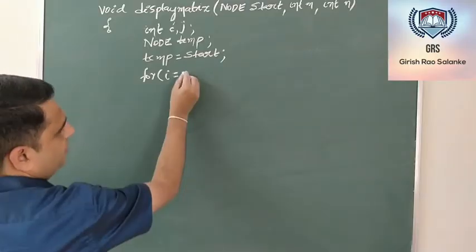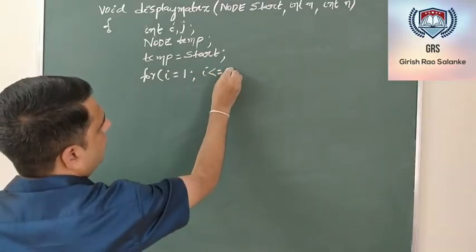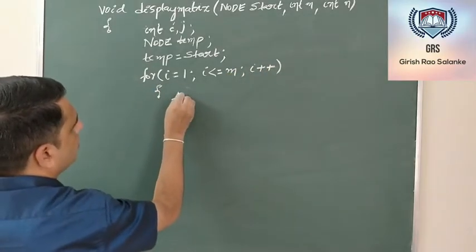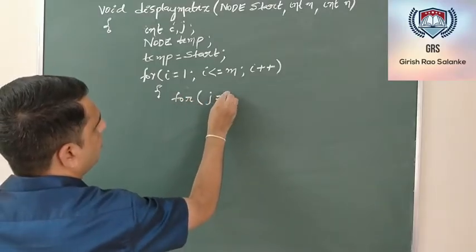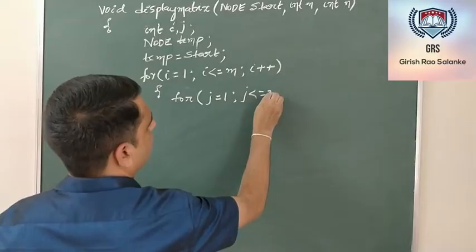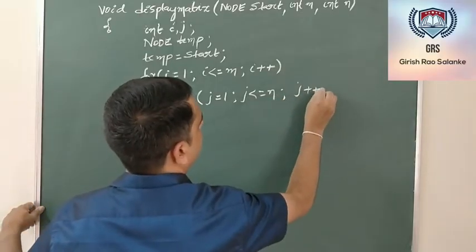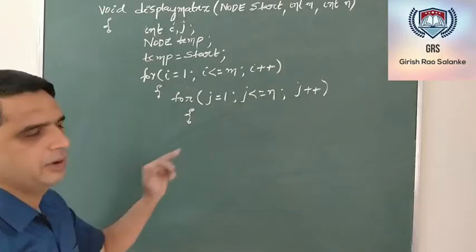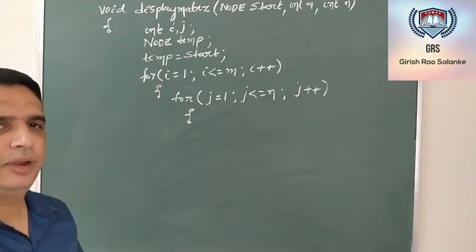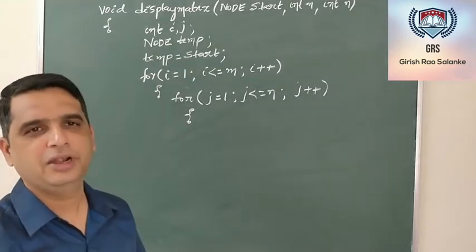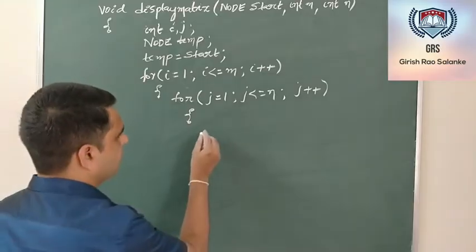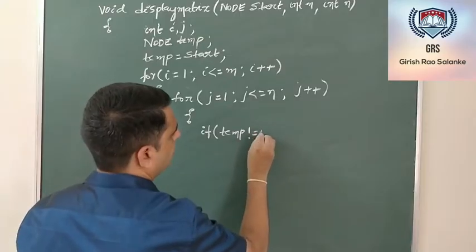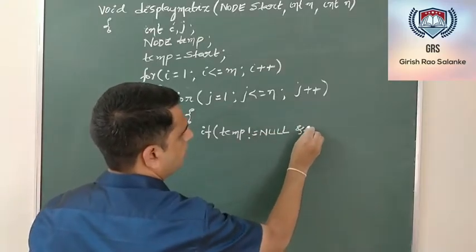Now we know that to display the matrix we use two for loops. I am using the same logic: for i is equal to 1, i less than or equal to m, i plus plus. Within this for loop, there is one more for loop: for j is equal to 1, j less than or equal to n, j plus plus. I'll open this. Now here we are supposed to have the printf statement. To print, we'll either print the non-zero element or we should print the zero there. So let us write a condition: if temp is not equal to null, and what is this i?